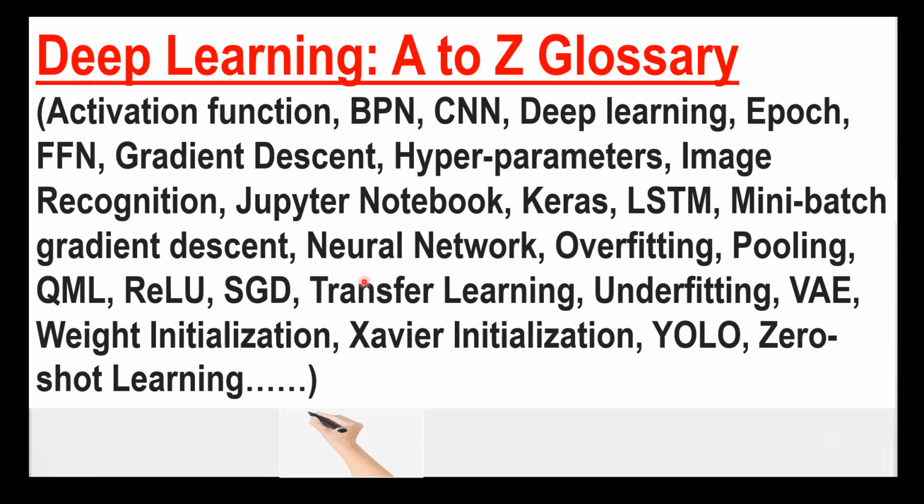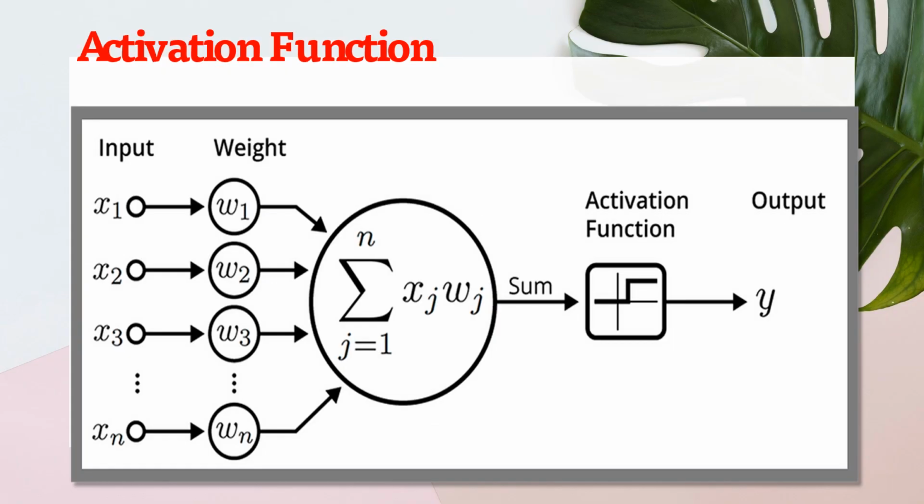Deep learning is a rapidly evolving field of artificial intelligence that has revolutionized the way we approach various problems in business. So, today we'll provide a comprehensive A to Z glossary of deep learning terms, explaining them in simple terms and highlighting their relevance to business applications. So, let's start with activation function.